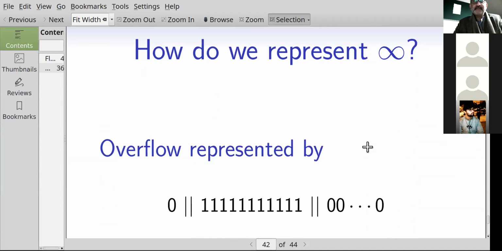How do we represent infinity? Any overflow, we have to have some way of representing it. This is the way that we represent it: 0 for the sign bit, all ones for the exponent part, and all zeros in the mantissa part of the representation.